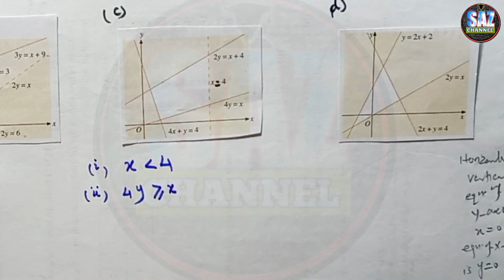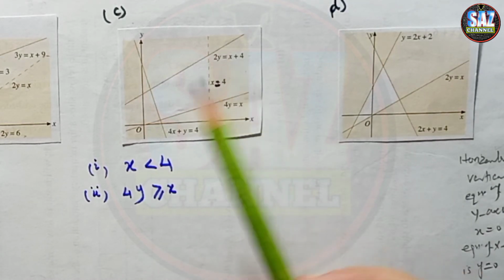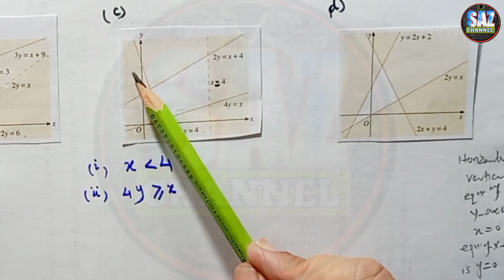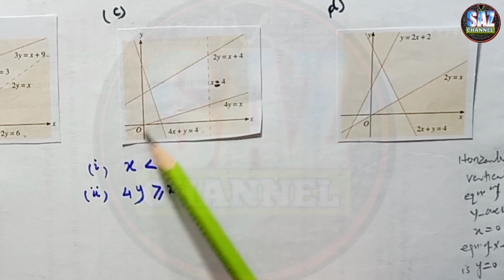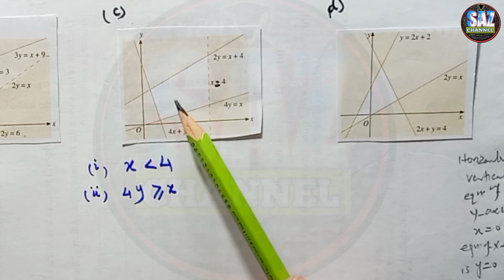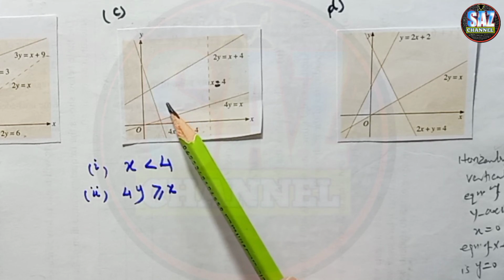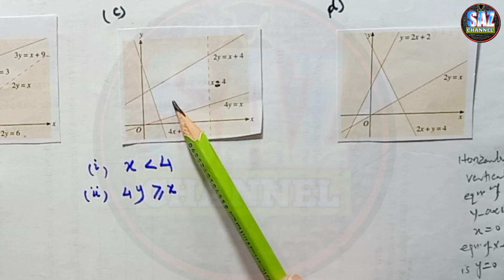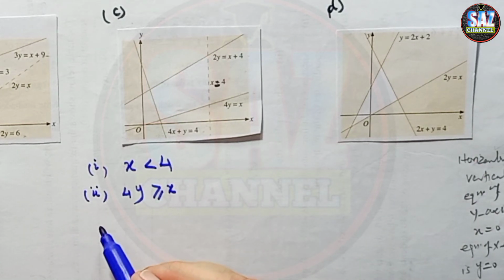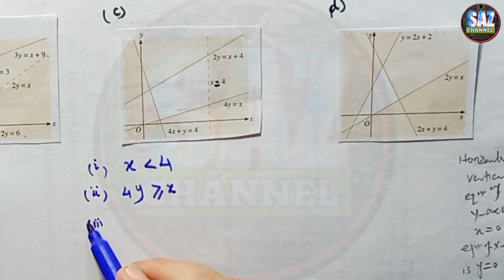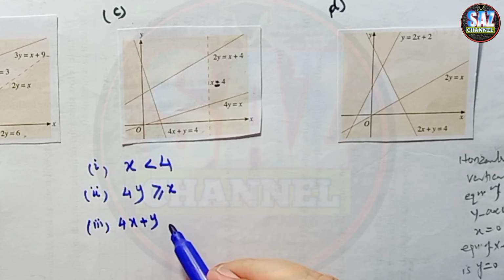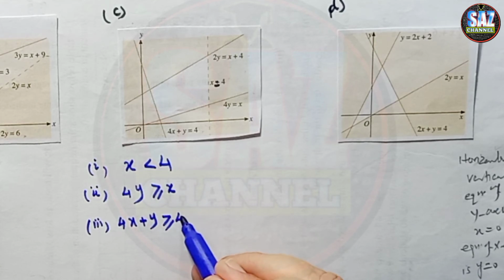Moving to the third line, that is 4x plus y equals 4. Again, look here, the shading is below this line. The unshaded region is above the line. So the inequality that will be associated with this will be 4x plus y is greater than or equal to 4.